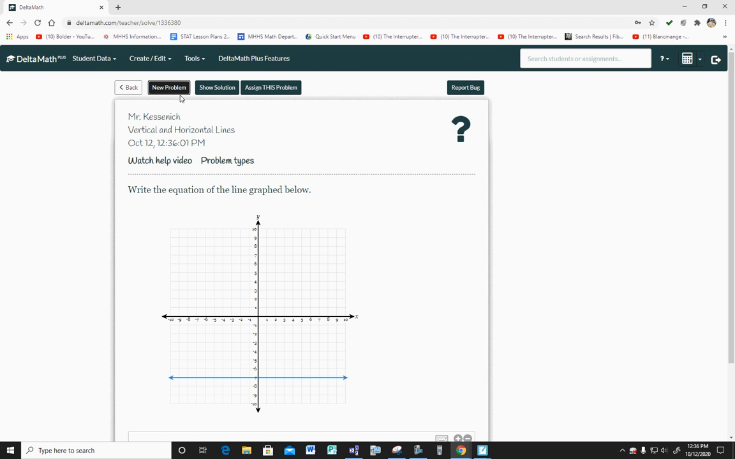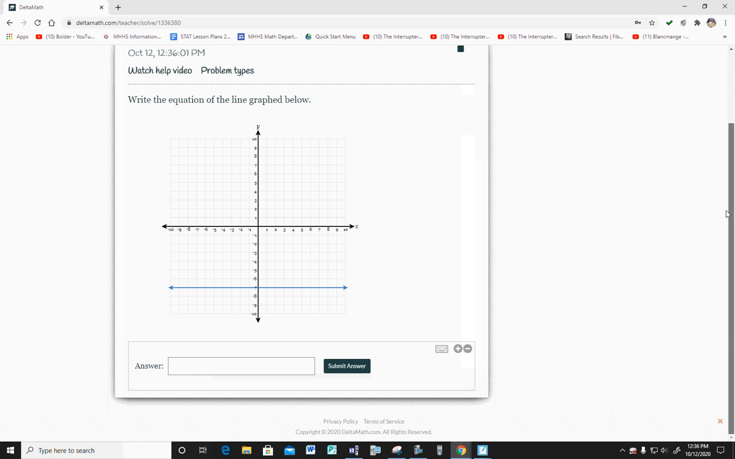We just did one like that. Okay, this one, give me what the equation is. Well, it's horizontal. It only crosses the y, so the equation will only have a y. So it's y equals, because that's the axis it's crossing, negative 7.